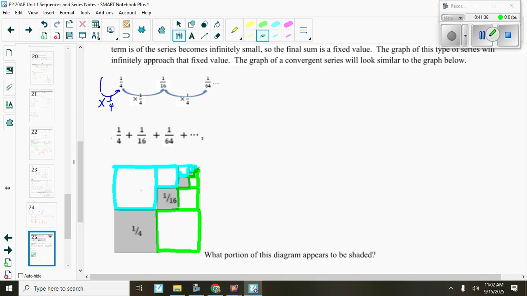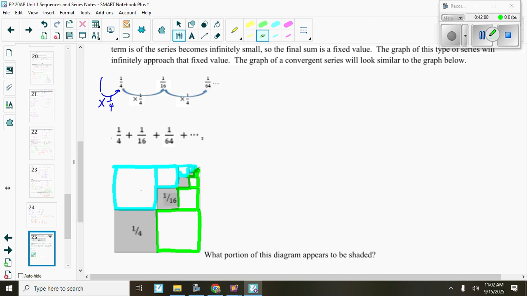Do you notice that all my boxes are the same size? I have one gray box, one green box, one blue box. So what proportion of the diagrams appears to be shaded? One out of the three of them.